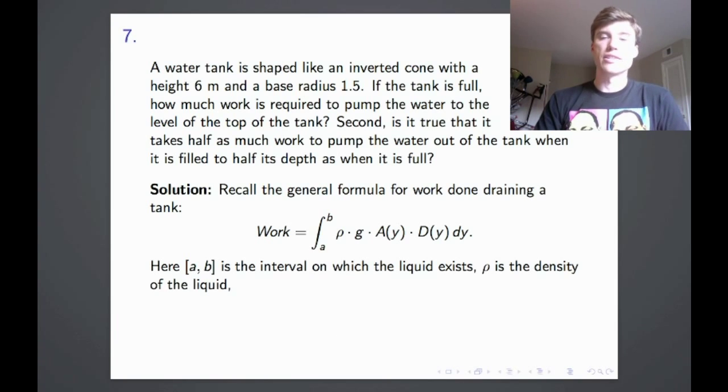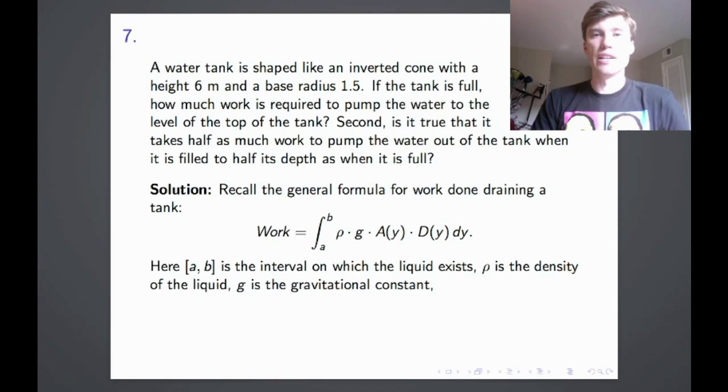Rho, the next term here, represents the density of the liquid. This usually is water, and we know that water has density 1,000 kilograms per cubic meter. G is the gravitational constant. We generally deal in the metric system, and we will look at gravity equal to 9.8 meters per second squared.